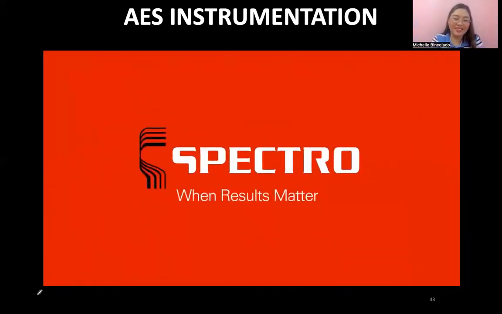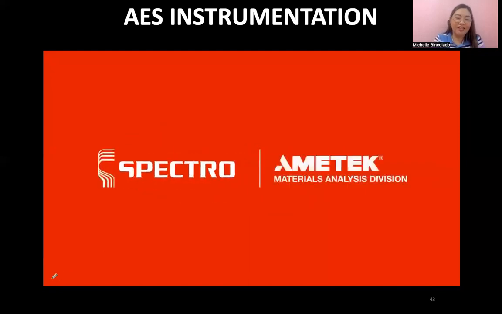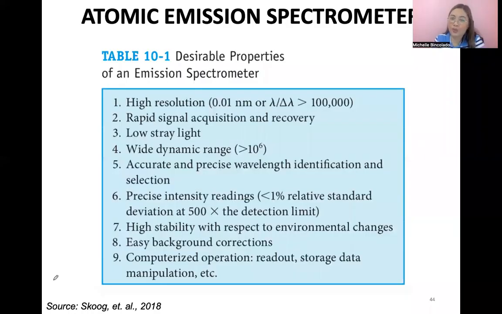Okay. Nakita nyo na guys how the appearance of an AES equipment looks like. At of course, yung working principle niya.